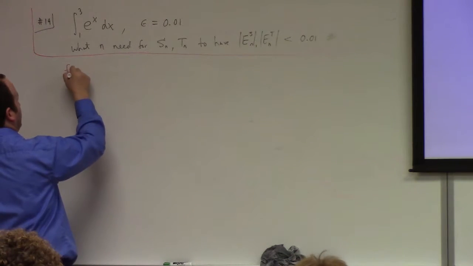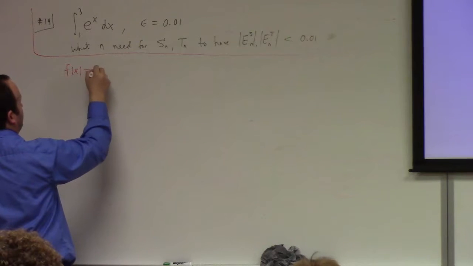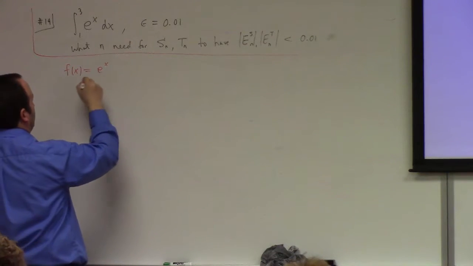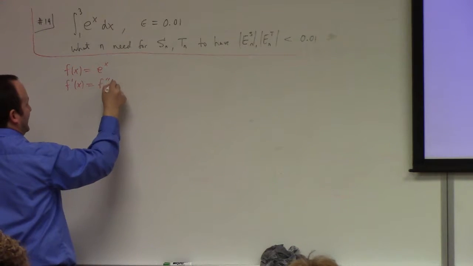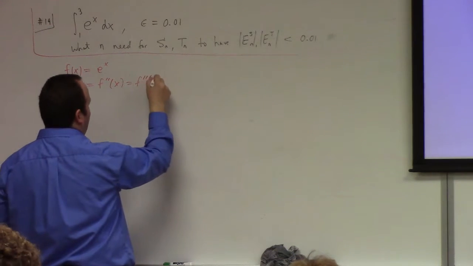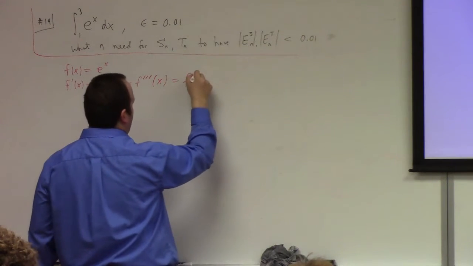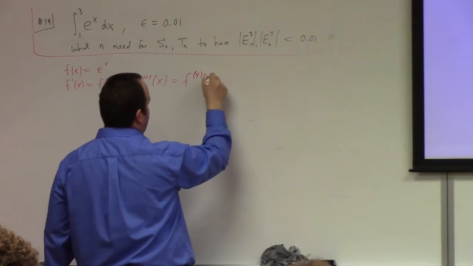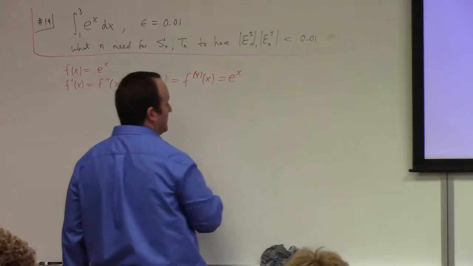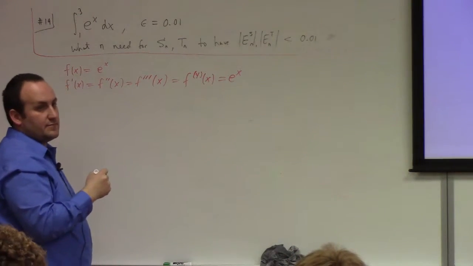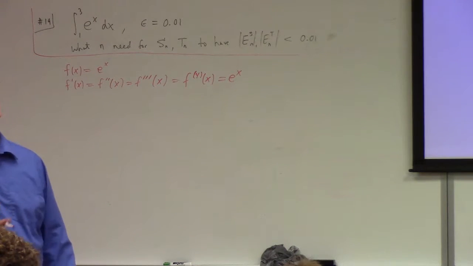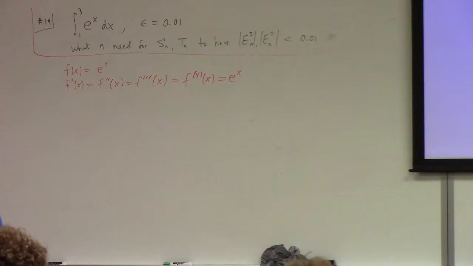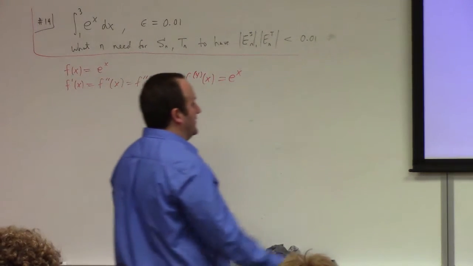So here the bounds are kind of silly. f of x is equal to e to the x. So guess what? f prime of x equals f double prime of x equals f triple prime of x equals the fourth derivative of x equals e to the x, right? And so forth. All right, so in fact, the function and its derivatives are strictly increasing everywhere. Why is strictly increasing so nice?